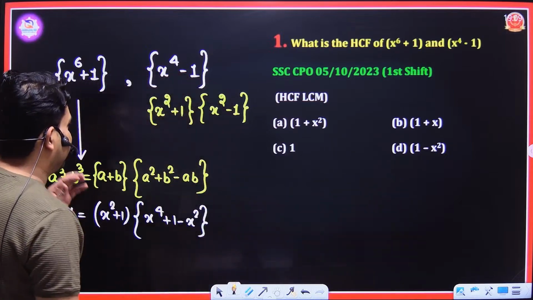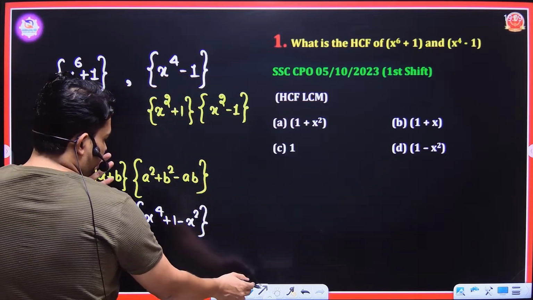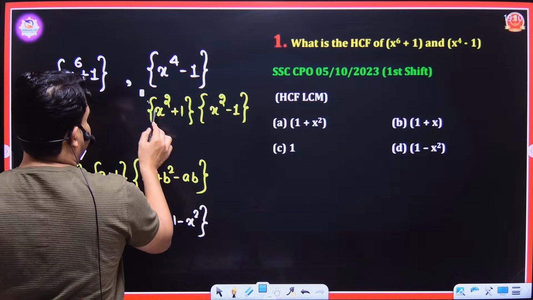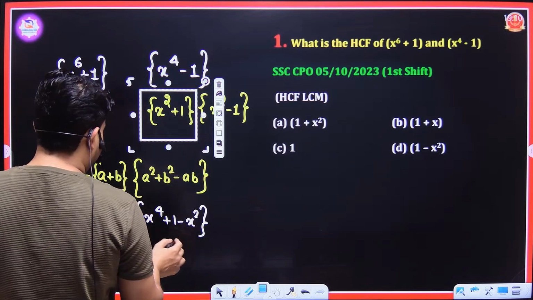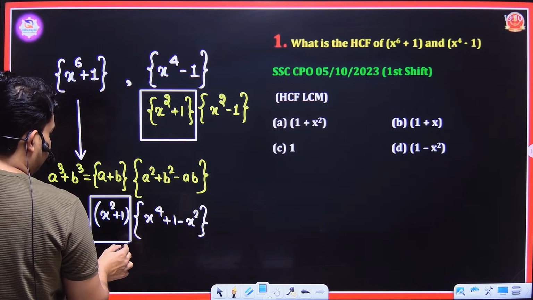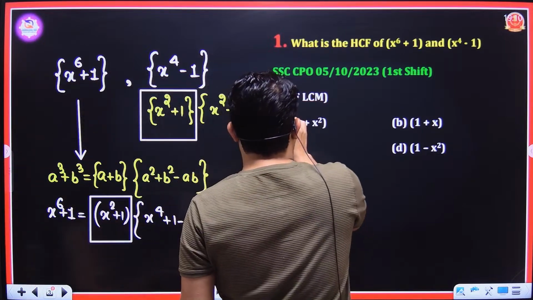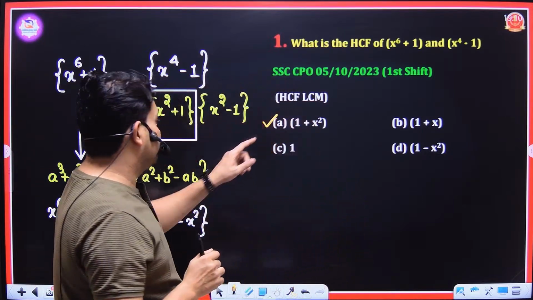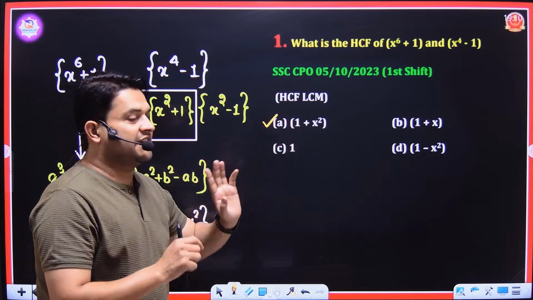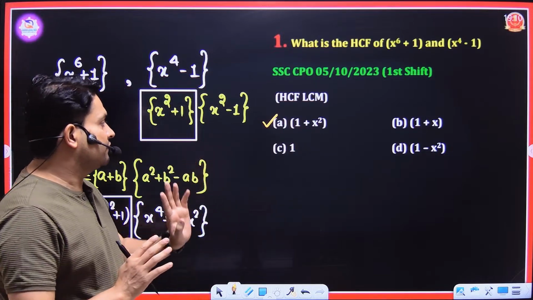See, as you can see, we have x square plus 1 as the highest common factor. It is common here and it is common here. So I can say that x square plus 1 is the correct answer of this question, or I can write it as 1 plus x square because we have a plus sign in between. So this one is the answer of the first question.